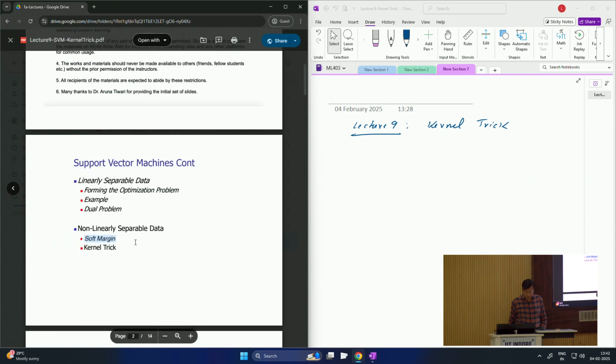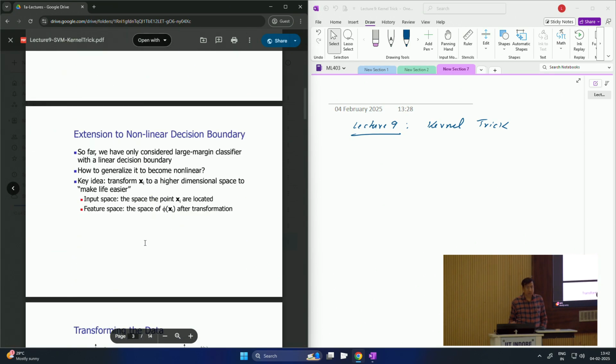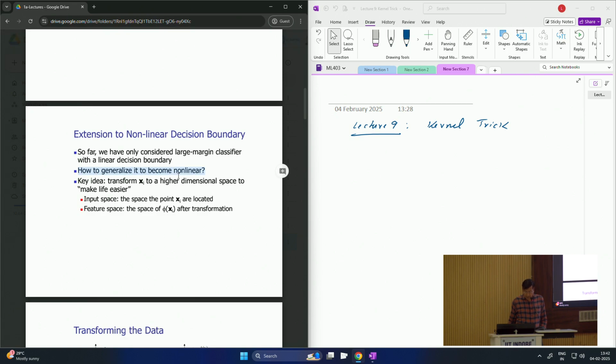Now we are going to talk about something called the kernel trick. We briefly talked about this last time, but we're going to go over it again. So far we have considered large margin classifiers with a linear decision boundary. How do we generalize it to nonlinear? You transform the X to a higher dimensional space to make your life easier. So X is the input space, phi is the feature space.